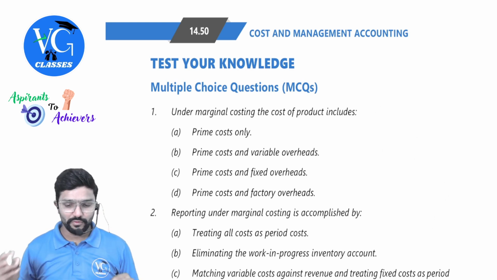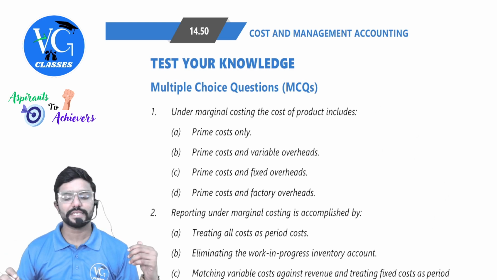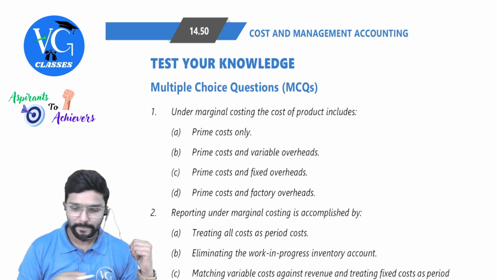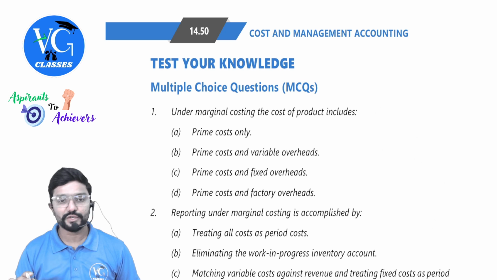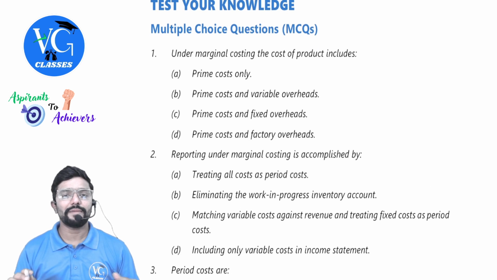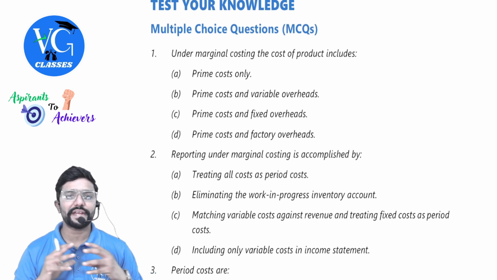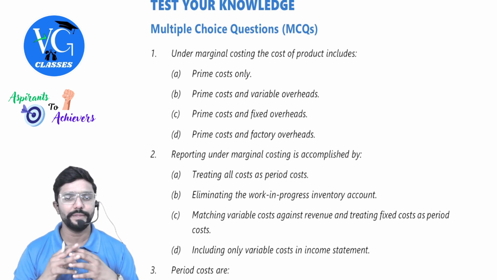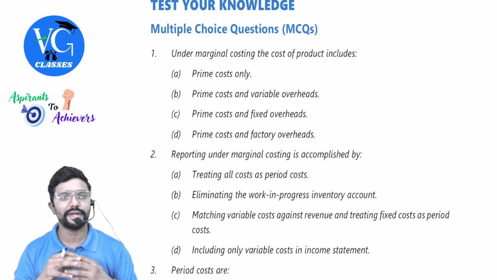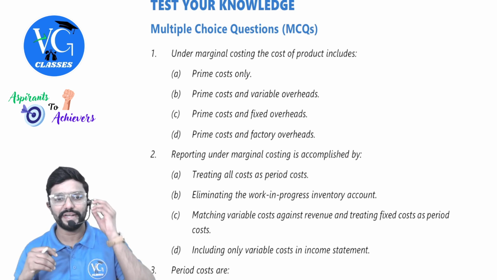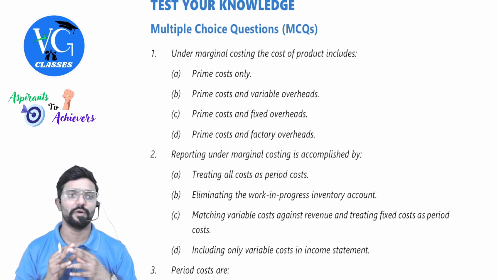Yes, students. Now we will discuss the questions on marginal costing from ICI material. We'll start with multiple choice questions. Under marginal costing, the cost of product includes prime cost only, prime cost and variable overheads, prime cost and fixed overheads, prime cost and factory overheads.